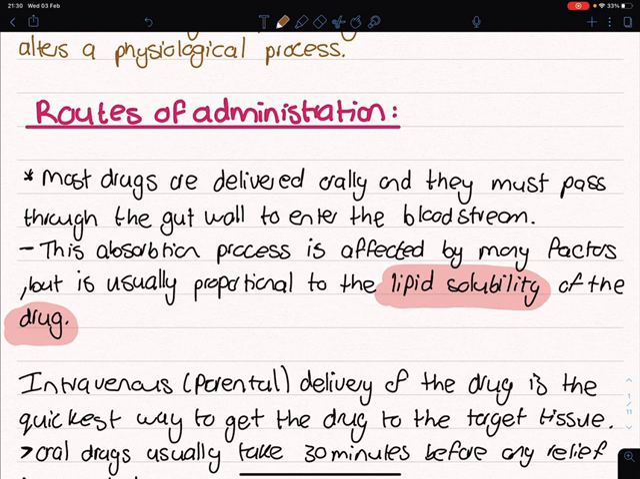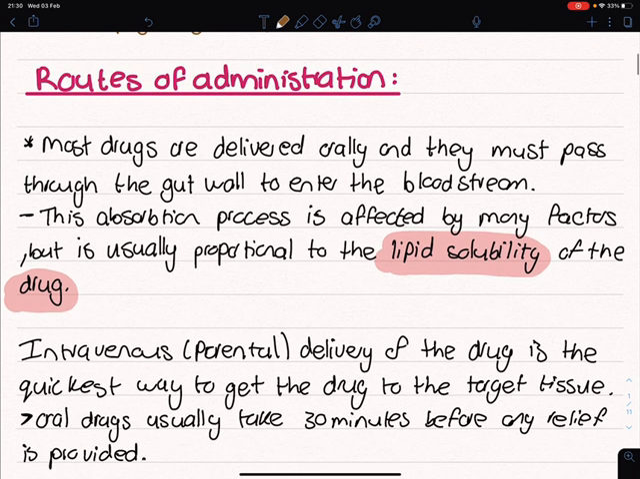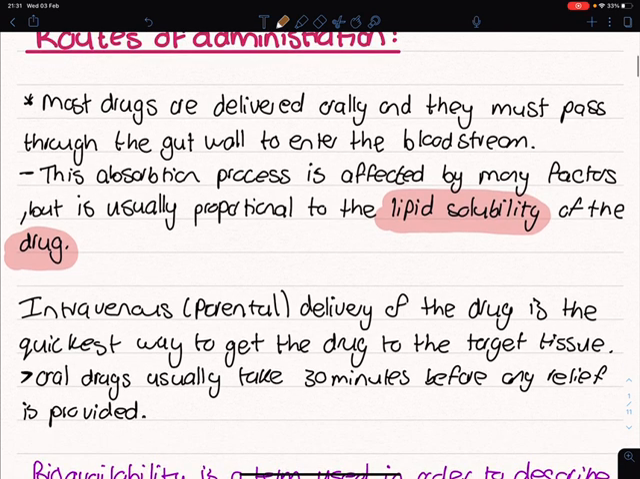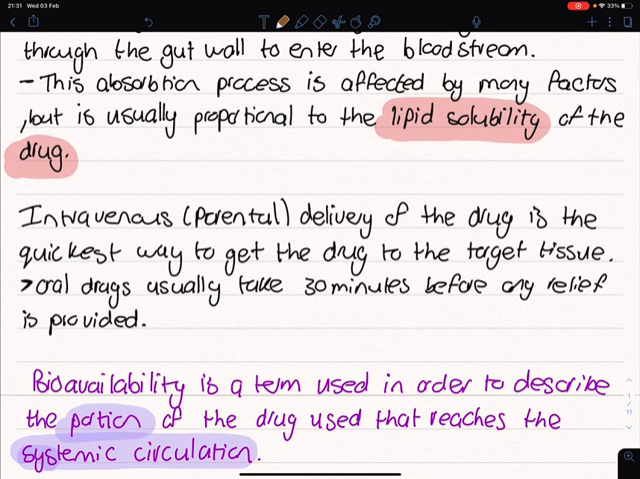Later in this lecture, you're also going to see more about lipid solubility, especially in part B. But yeah, the absorption process is affected by many factors such as the food that the patient ate and things like that. But the biggest factor is the lipid solubility of the drug, so that the drug can diffuse through the lipid bilayer and distribute into the targeted tissues. But we'll talk about this a bit later, maybe in part B.